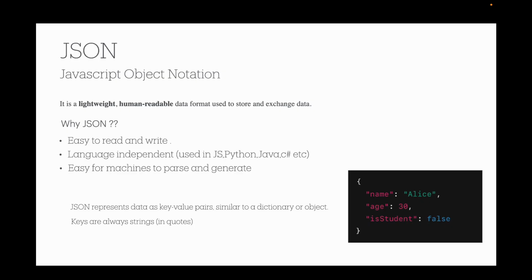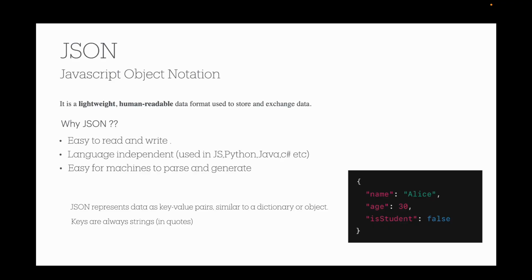Next is JSON, or JavaScript Object Notation. What is JSON? JSON is a lightweight, human readable data format used to store and exchange data. Whenever a client is communicating with a server and a server is communicating with a client, we are not passing normal objects. We communicate through JSON or XML or some other formats.